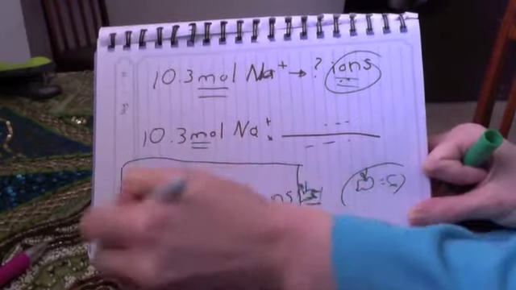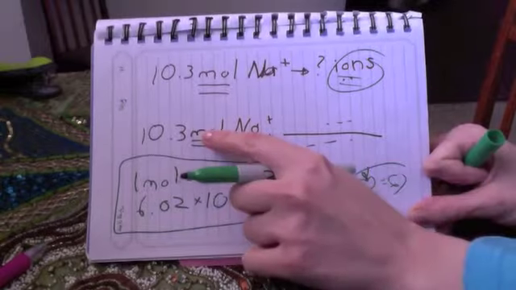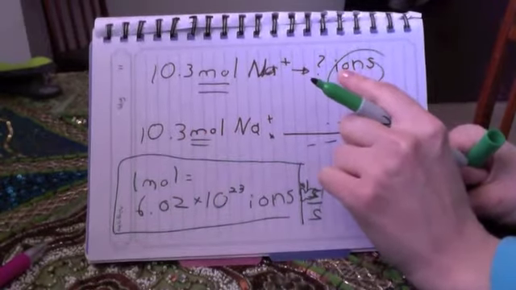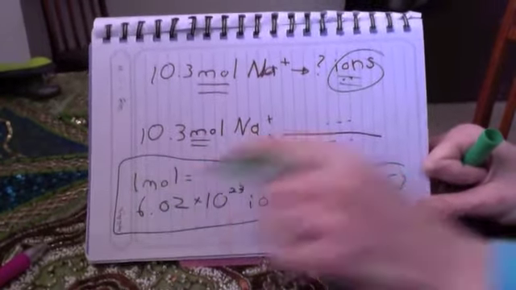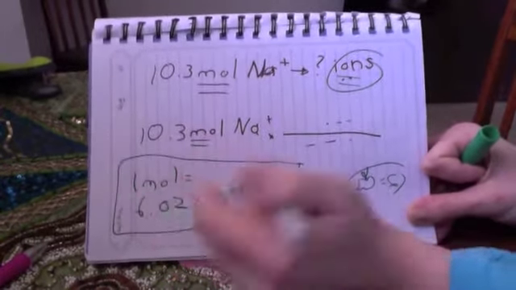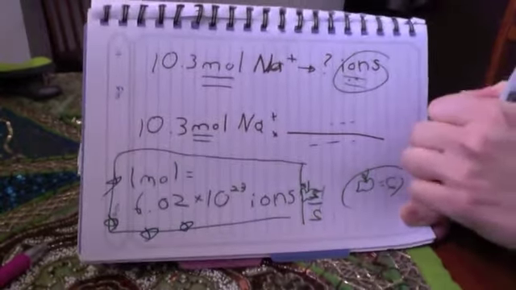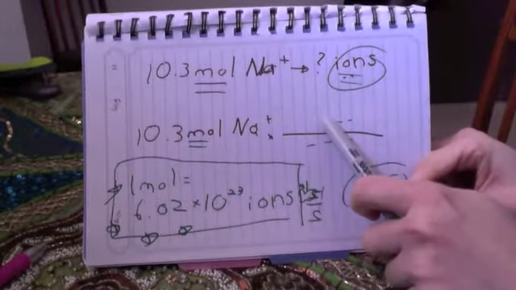So this is my conversion factor. This never changes. Whenever I'm converting from moles to ions or molecules or atoms, I'm always going to use this. One thing is going to be on the top and one thing is going to be on the bottom. So this is what you have to memorize, okay? And then the only thing you have to ask yourself is what part of it goes on the top and what part of it goes on the bottom, okay?